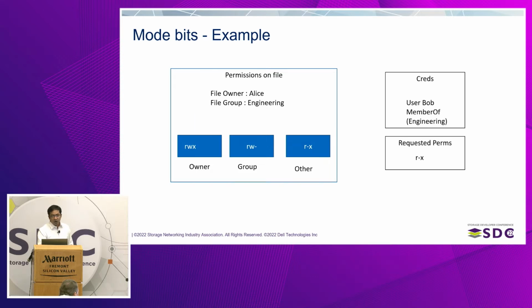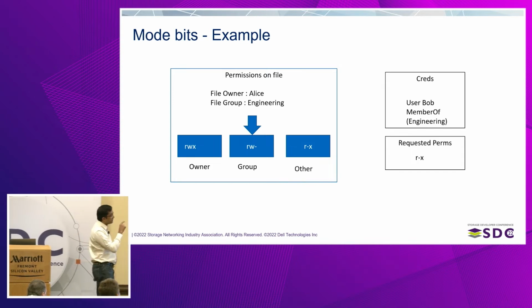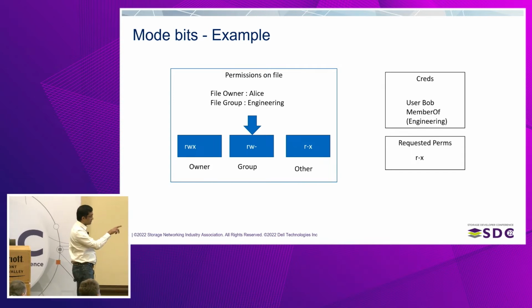Okay, now let's look at a more complicated example. So this is Bob. Bob is a member of engineering. Bob is not the owner of the file, and Bob wants R-X. So what happens here is that Bob doesn't match the owner of the file, so you go to the group. The interesting point here is that Bob is actually denied access to the file to do R-X. The reason for that is because Bob is a member of engineering. Now, if Bob were not a member of engineering, Bob would have gotten access to do R-X because of the fact that other users are allowed to do R-X.